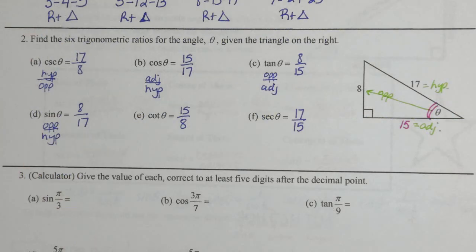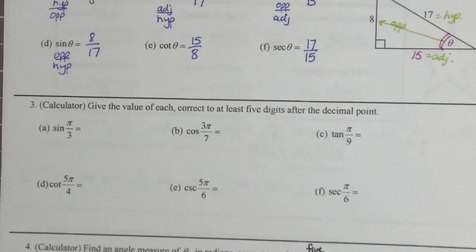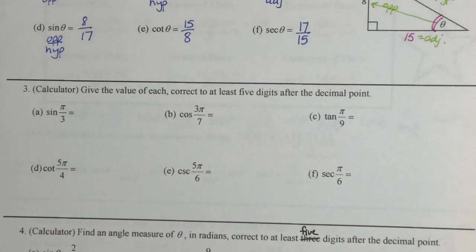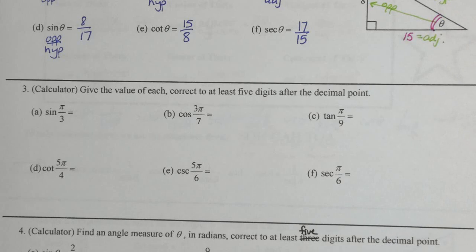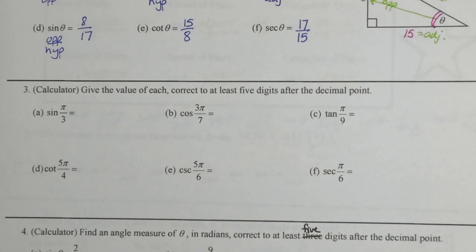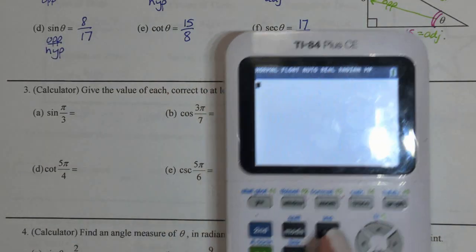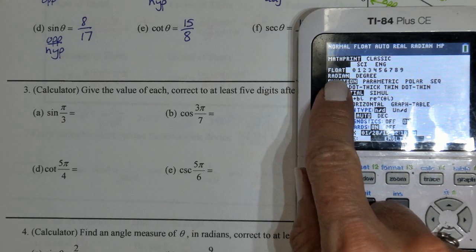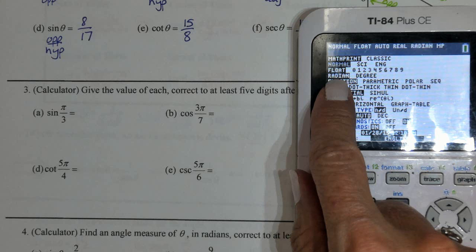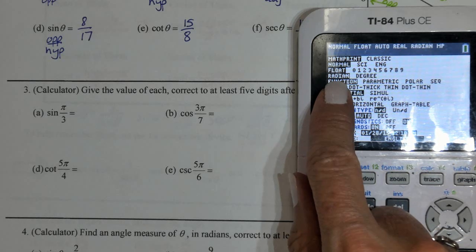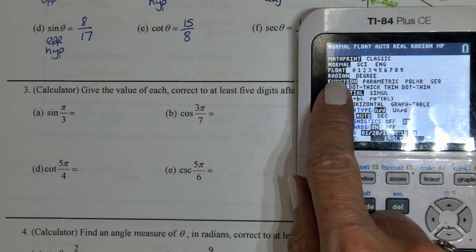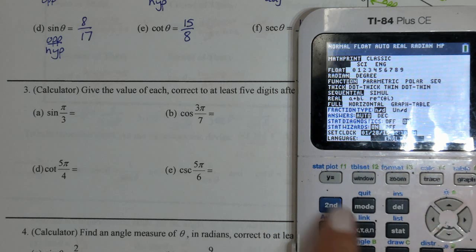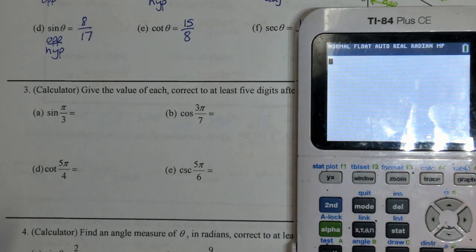Okay, we're going to do a little calculator work now for number 3. So grab your calculator. You can pause this and get your calculator if you need to. Alright, first of all, we are in radians, so go to your mode and make sure you're in radian mode. Our calculators default to radian mode. If you have a different calculator, you're going to need to figure out how to get it in radian mode. Okay, but we're in radian mode.